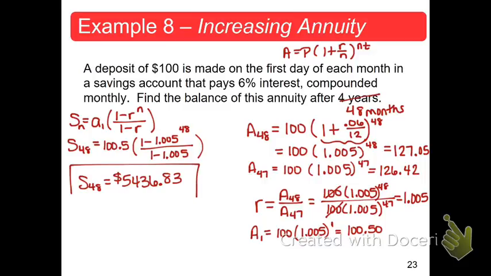Is this interest equation going to be showing up from now on, or was it just this one? No, it was just this one.